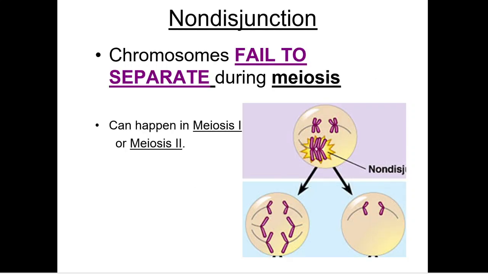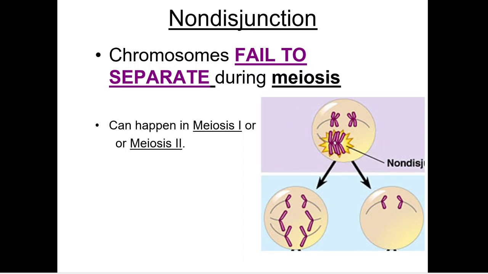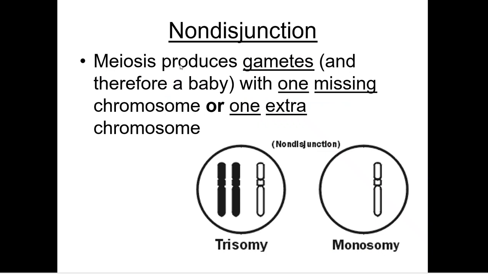And it can happen in meiosis 1 or meiosis 2. So remember, it goes through the same steps in meiosis 1 and meiosis 2. And so nondisjunction, where the sister chromatids do not separate, can happen in either one and cause the actual gamete to have more than 23 chromosomes. Okay. And so nondisjunction in meiosis produces gametes, and therefore a baby with one missing.